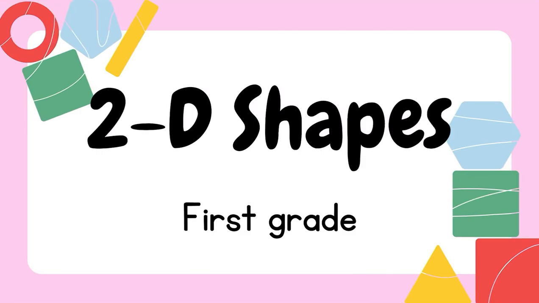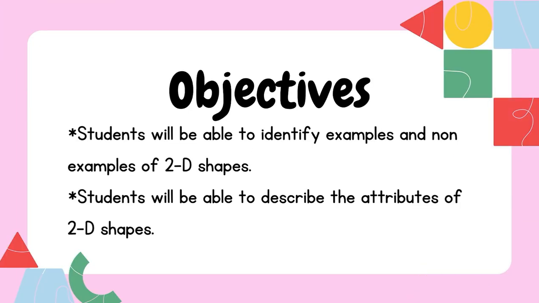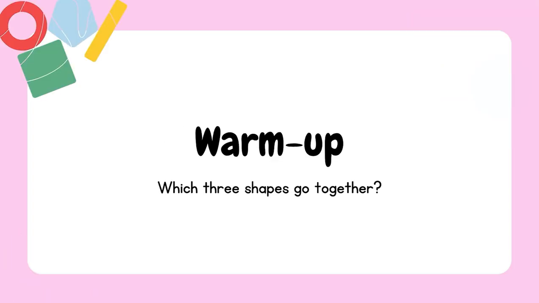All right, today we are going to be learning about 2D shapes. Our objectives for today are students will be able to identify examples and non-examples of 2D shapes. Students will also be able to describe the attributes of 2D shapes. We will begin with our warm-up, which is going to be asking which 3 shapes go together.